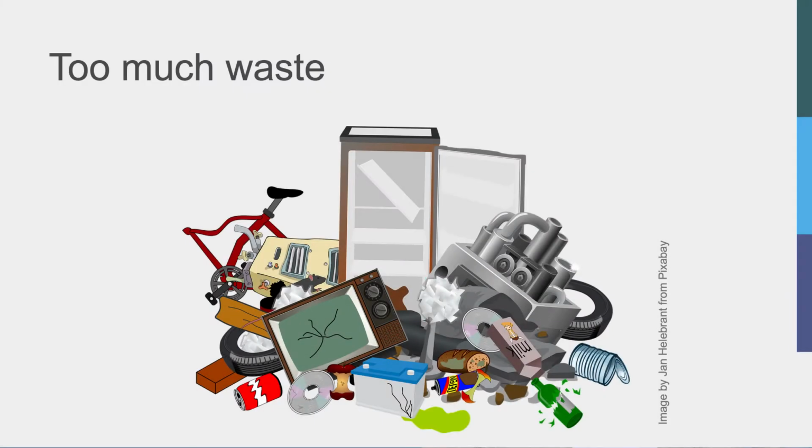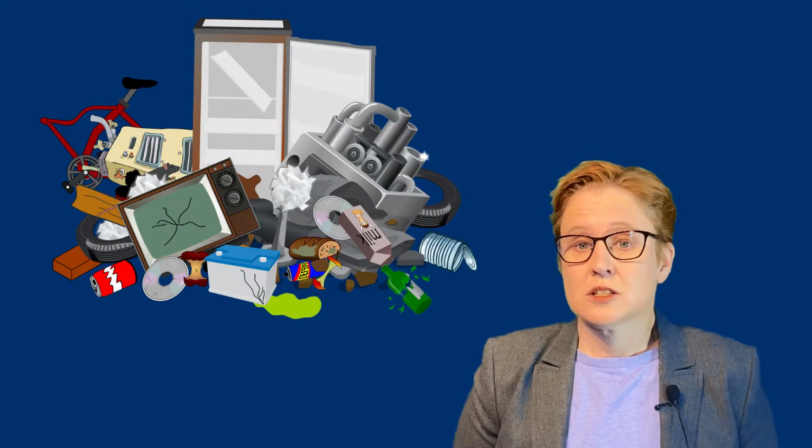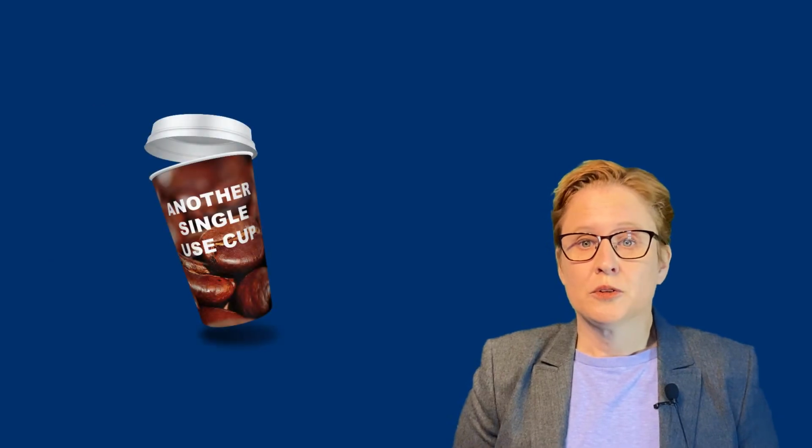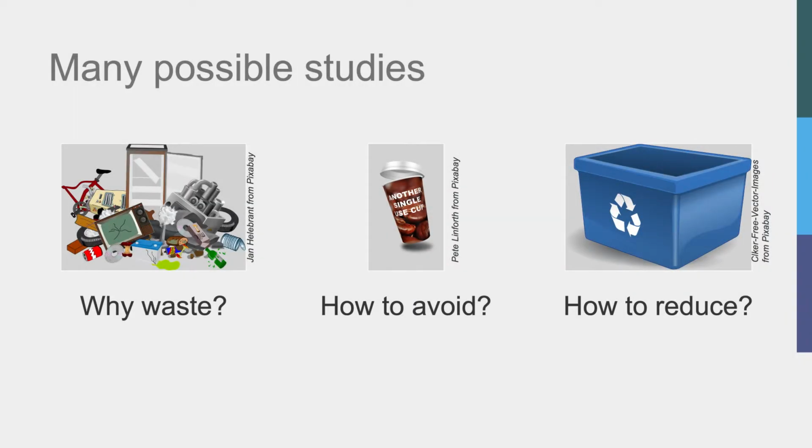If the problem a local government puts on the table is that there is too much waste, then it's obvious that this is a problem. However, this problem does not tell you what to study or what the local municipality expects you to do. There are many different types of study possible that contribute to possible solutions or explanations for too much waste. You could look at why waste exists at all, or how to avoid the creation of waste in the first place, or how to reduce waste, by recycling for instance. All of these studies can contribute to solving the municipality's problem.